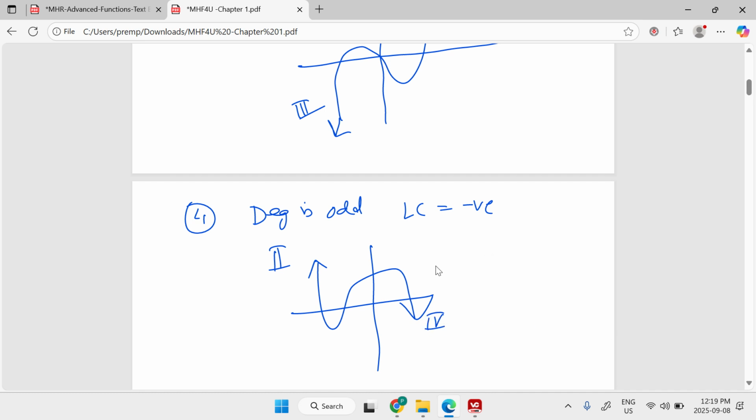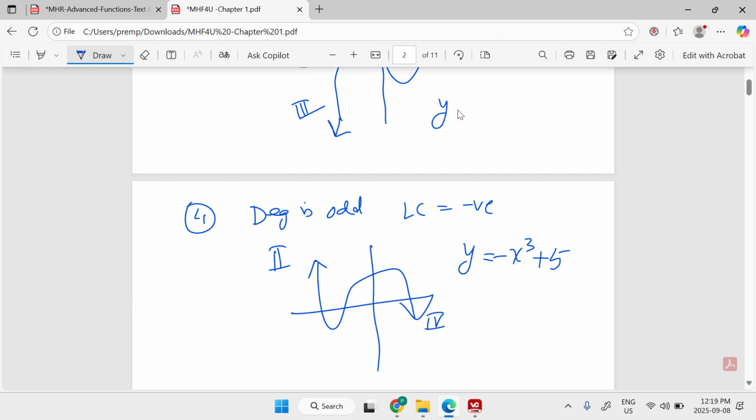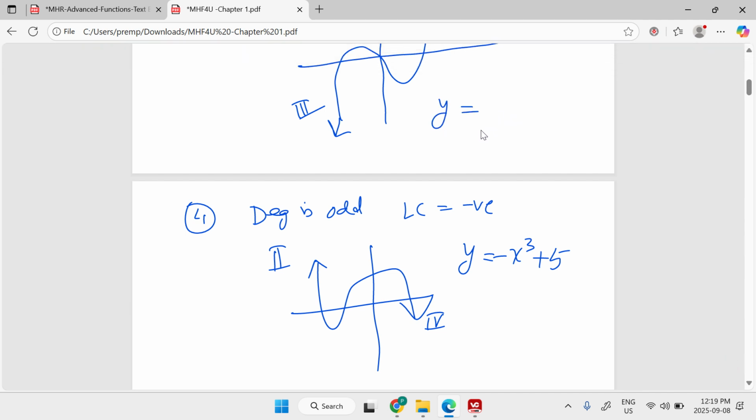Okay, and a typical example for this could be, say, I can just write here y equal to negative x cubed plus maybe 5. And here I can write maybe y equal to, again students, these functions which I'm taking, they're not essentially representing the graph. It's just maybe like say y equal to x cube or something like that.